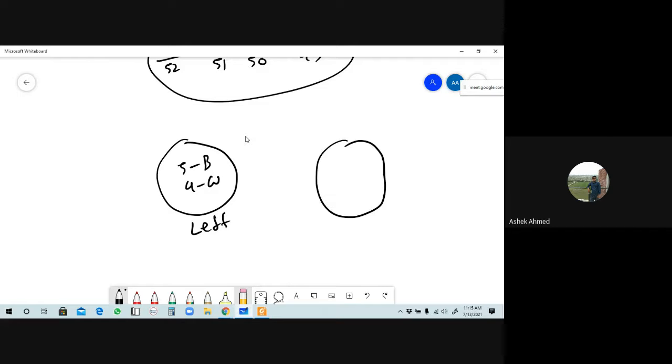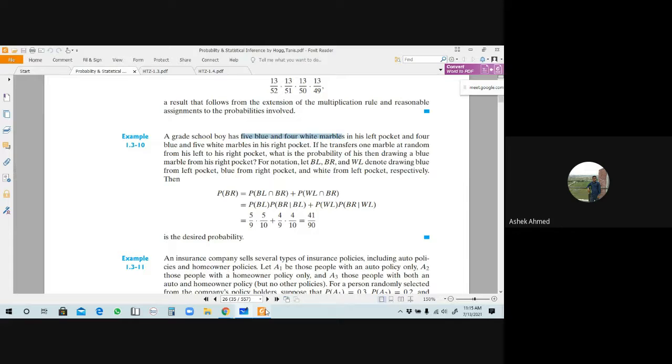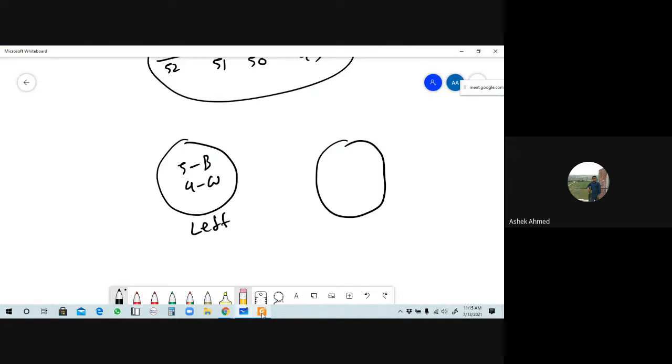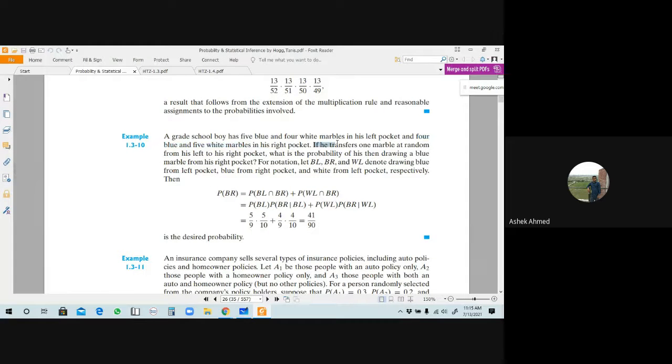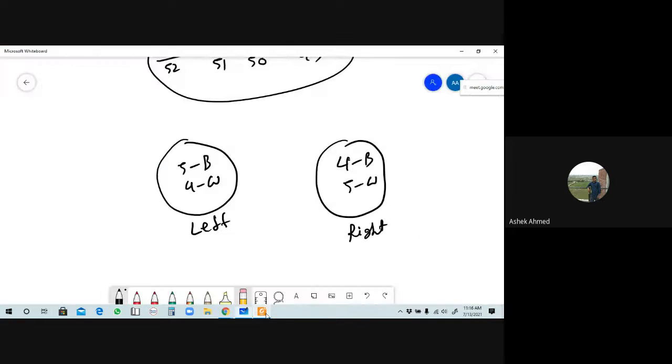And the right pocket contains 4 blue and 5 white marbles. Okay, this is the right pocket. Now tell me, if he transfers one marble at random from his left to his right pocket, then he will remove one marble from the left pocket to the right pocket, one marble.